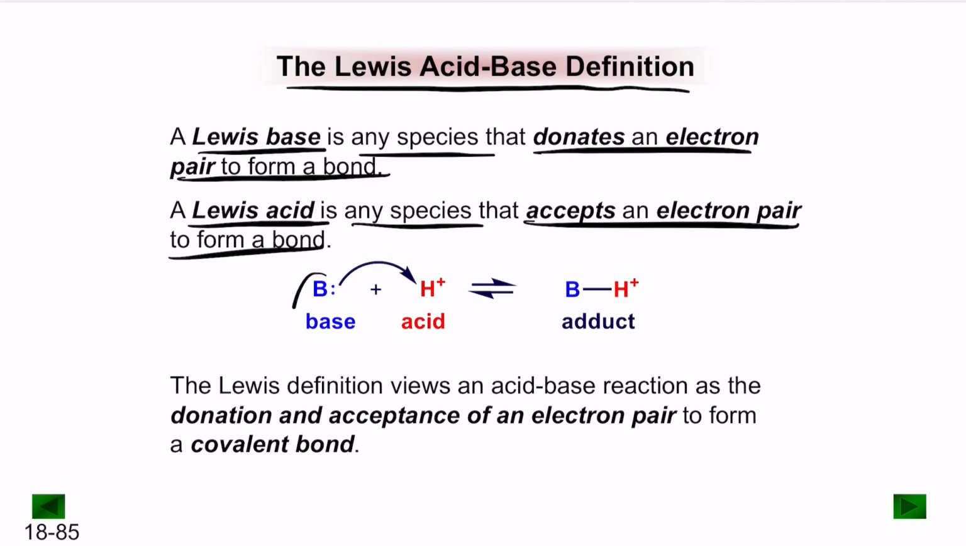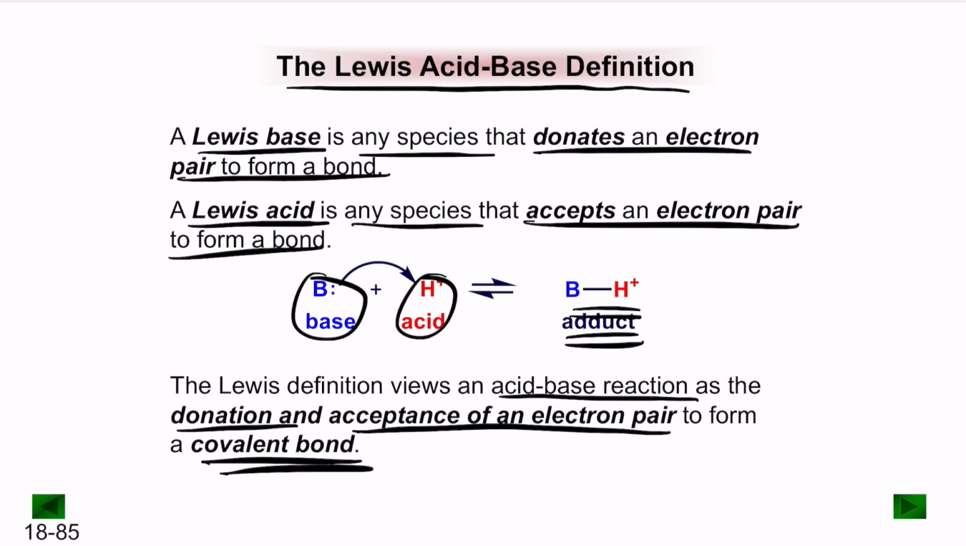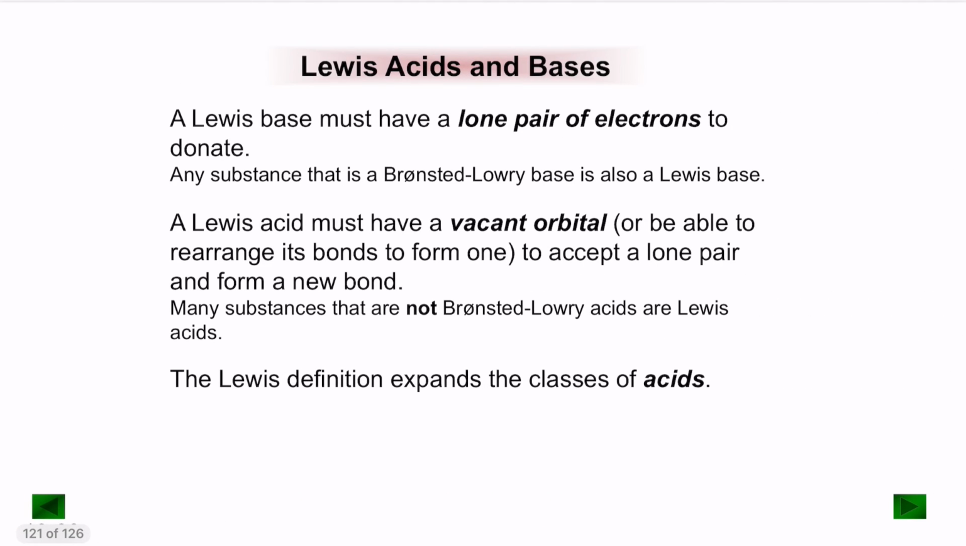For example, the base will donate its electron pair to the acid and create an adduct, which is commonly known as a compound formation here. The Lewis definition views an acid-base reaction as a donation and acceptance of an electron pair to form a covalent bond. Now, a Lewis base is always the one that must have a lone pair of electrons to donate.